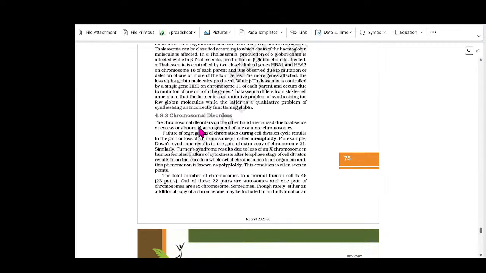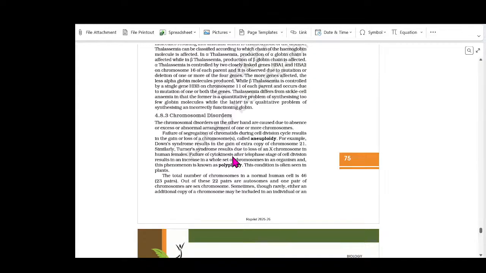Chromosomal disorders. Next topic. The chromosomal disorders, on the other hand, are caused due to the absence or excess or abnormal arrangement of one or more chromosomes. Failure of segregation of chromatids during the cell division cycle results in the gain or loss of chromosomes, which is known as aneuploidy. For example, Down syndrome results in the gain of an extra copy of chromosome number 21. Similarly, Turner syndrome results due to the loss of an X chromosome in human females.